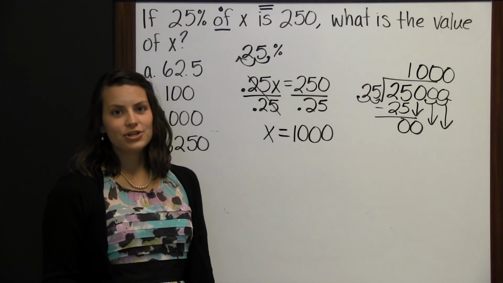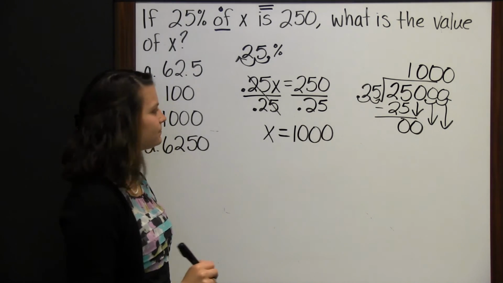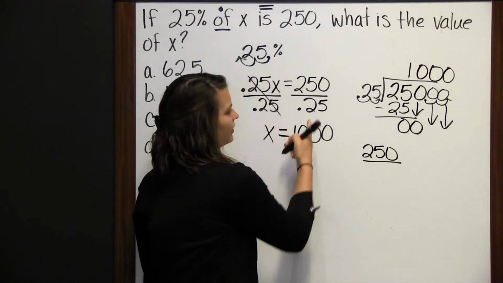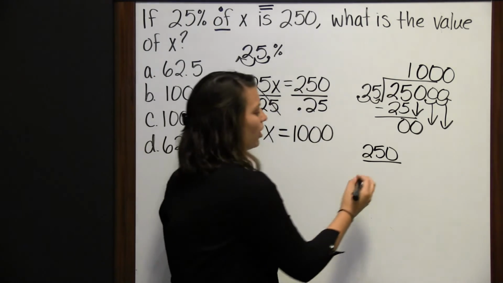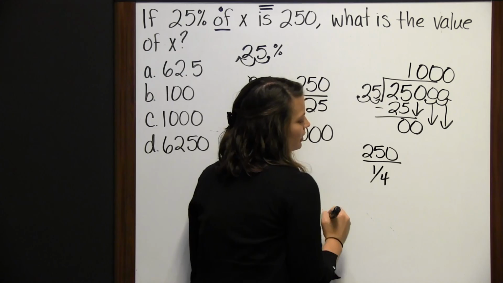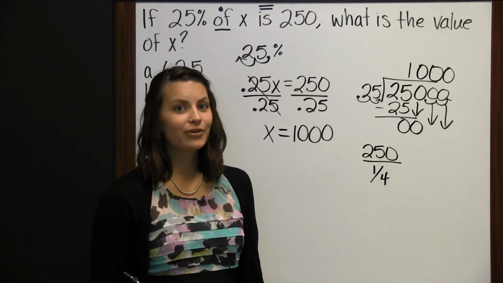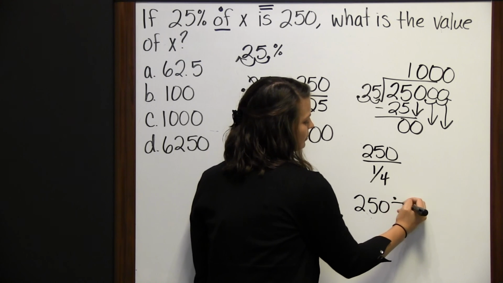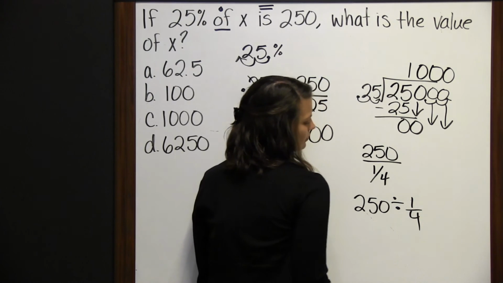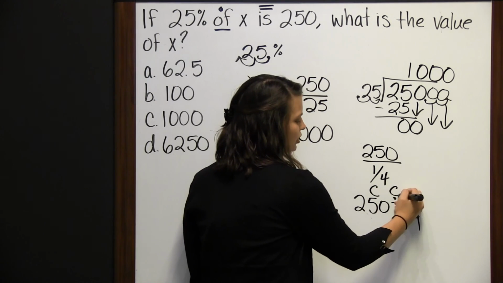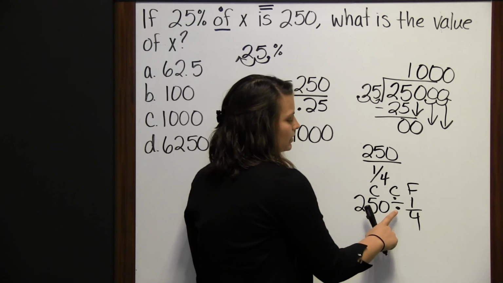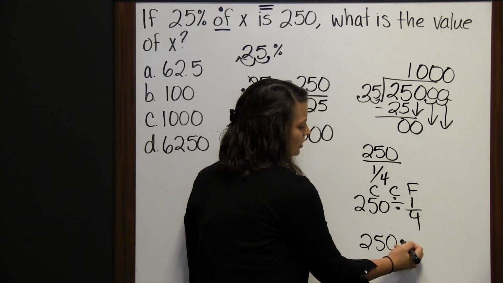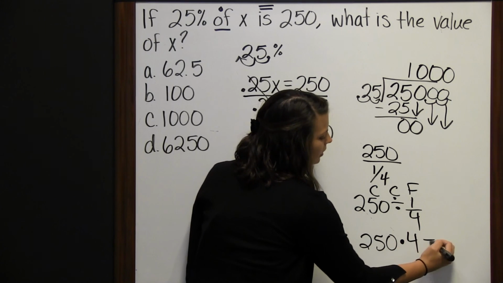Now, if that's a little confusing to you, you can do it one other way. So you can rewrite this as 250 divided by, and then 25 hundredths is 1/4. So it's 250 divided by 1/4, which still might look a little confusing, but we can even rewrite that. And then we can copy, change, flip. We can copy 250, change division to multiplication, and flip 1/4 to be 4.